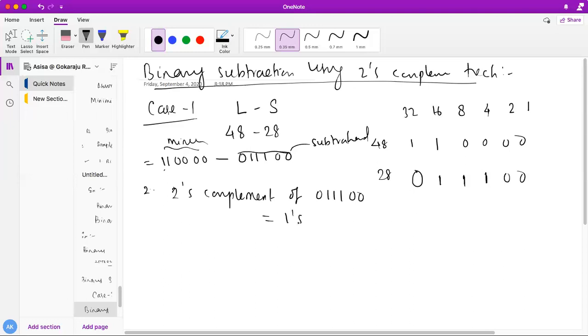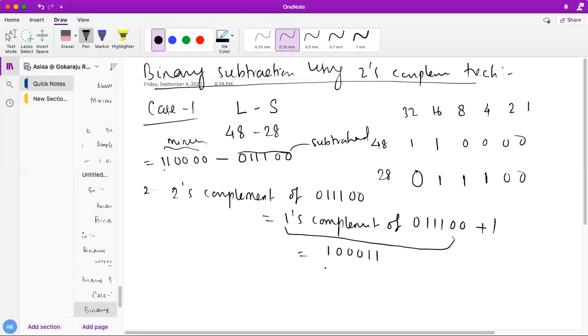So what you have to do is take the 1s complement of 011100 plus 1. The 1s complement of this is actually 100011, and you have to add 1 to get the 2s complement. So this is my 2s complement of the subtrahend. Do you all understand, students? If I add this, carry 1, 1, 1, 0, we get 100100. So this is actually the 2s complement of my subtrahend.